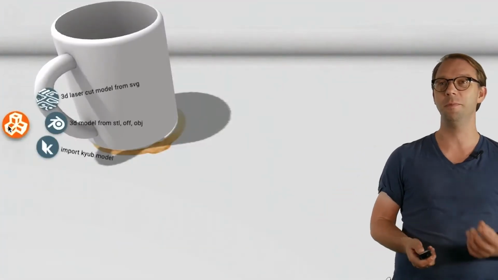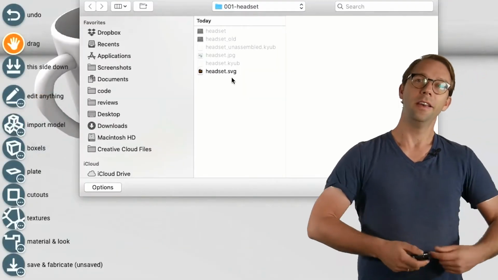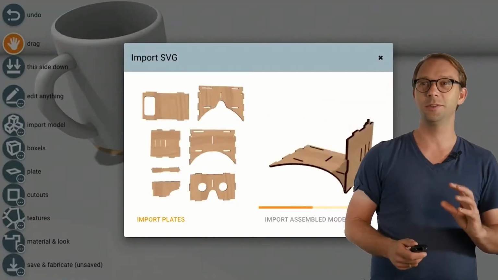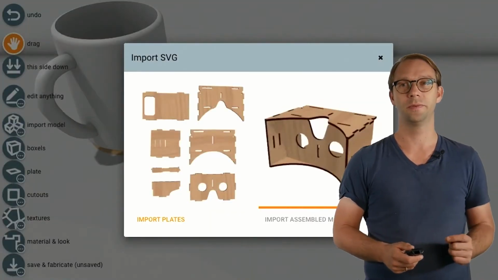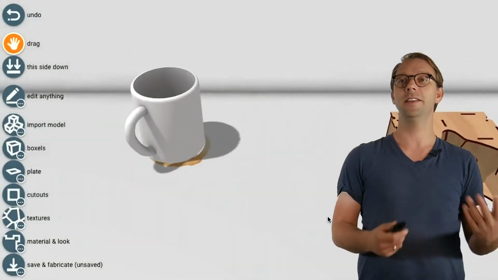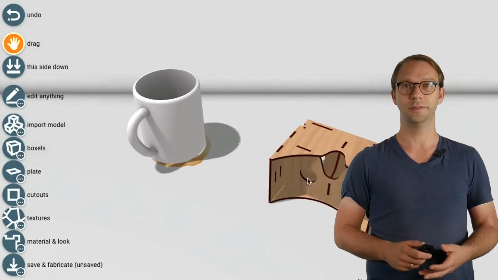AutoAssembler uses the same import routine as Assembler Cube. Users load the 2D cutting plan into the editor, but now AutoAssembler attempts to assemble the model in the background. Once this is done, users click Import and make the desired modification to the model.